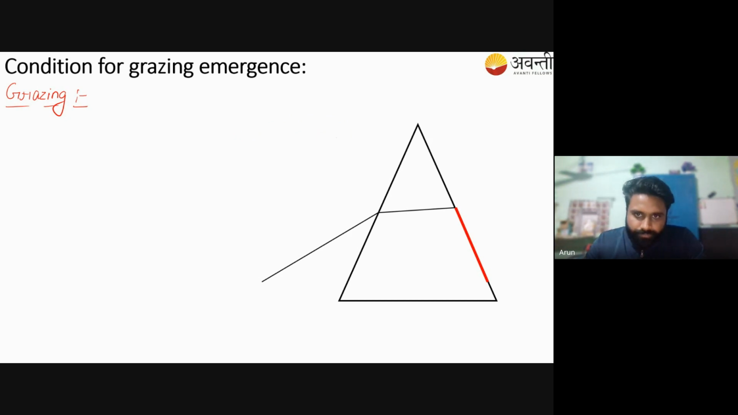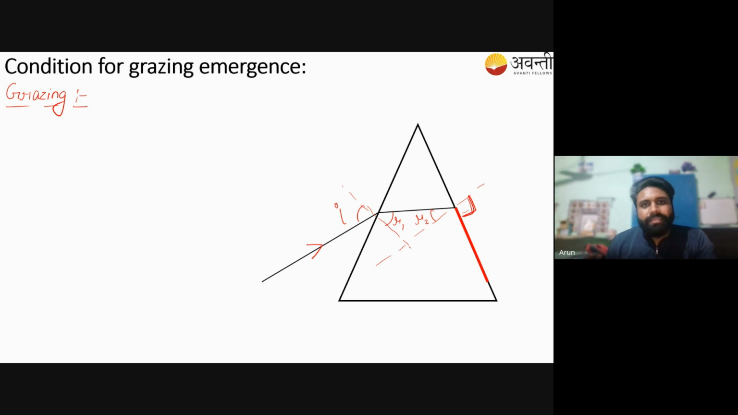Okay. So we are going to find out the condition for that. What will be the condition for grazing? So this is the incident ray that you have, and this is the normal. I forgot to draw. This is angle I you will have. This is angle R1. Again, this is the normal. This is angle R2 you have. And from the normal, this would be the angle.